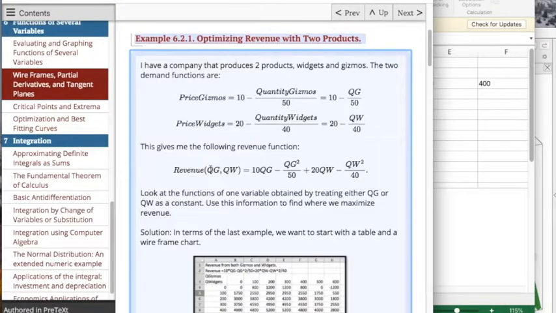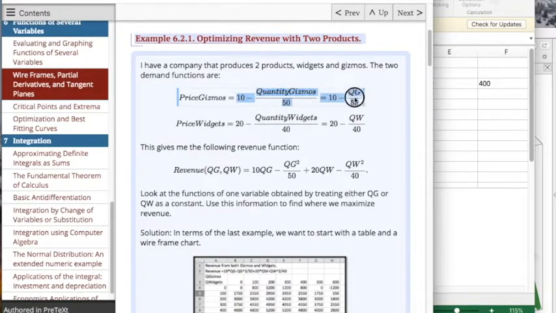I can turn that into a revenue function in terms of the quantity of gizmos and the quantity of widgets, because the revenue from gizmos is going to be the quantity of gizmos times the price of gizmos. And similarly, we're going to have the quantity of widgets times the price of widgets, and that will give us the revenue from widgets.